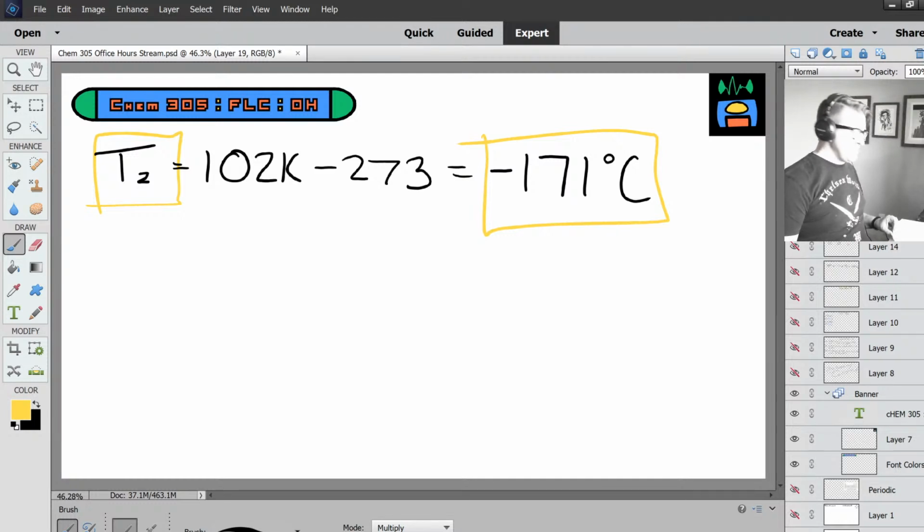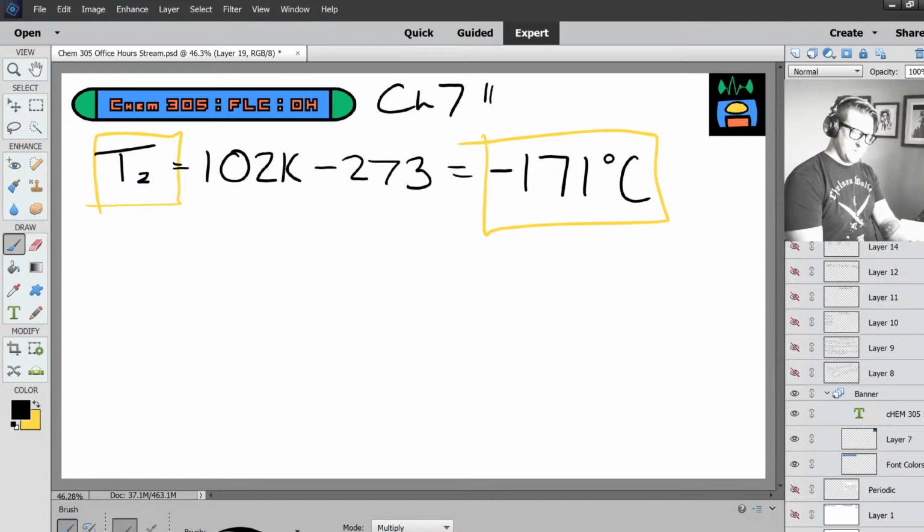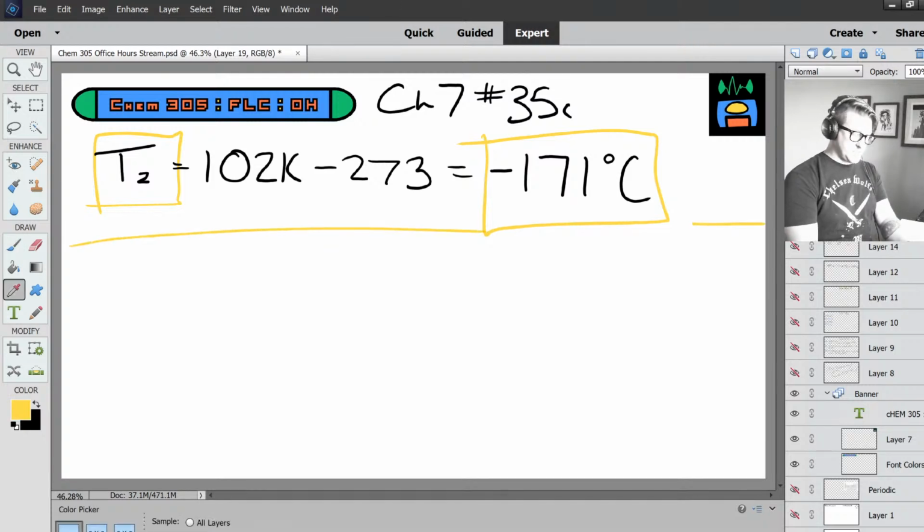So that was chapter 7, number 35, part C. Could you have not multiplied 1 over... Okay, Esther, great question. All right. So Esther is wondering, let's write up the equation.